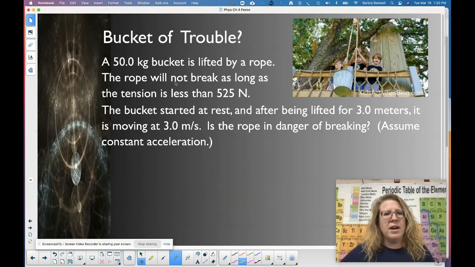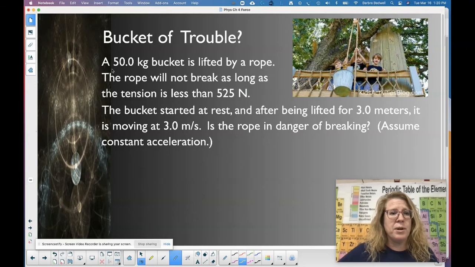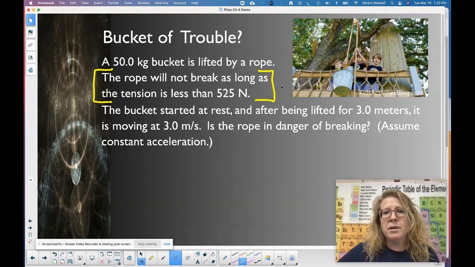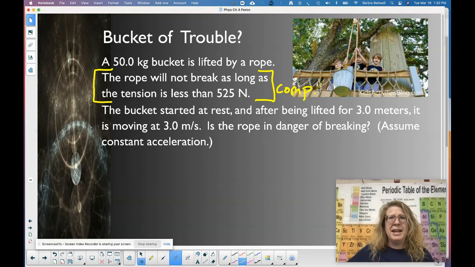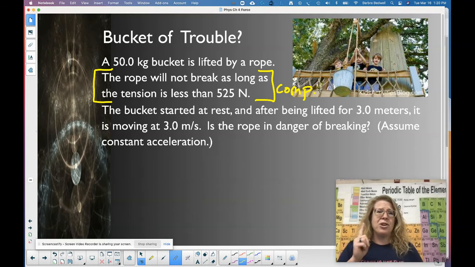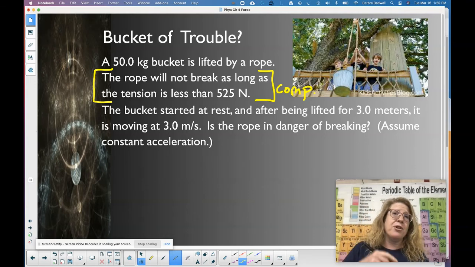So we've got a 50 kilogram bucket right here, lifted by a rope. You can see our example. The rope will not break as long as the tension is less than 525. This is a comparison value, kind of like the hitting-the-barrier kind of questions. You're probably not going to use this number in your calculation. You're just going to check your answer later and ask, is my answer greater than or less than 525 newtons? That's what the comparison value is.